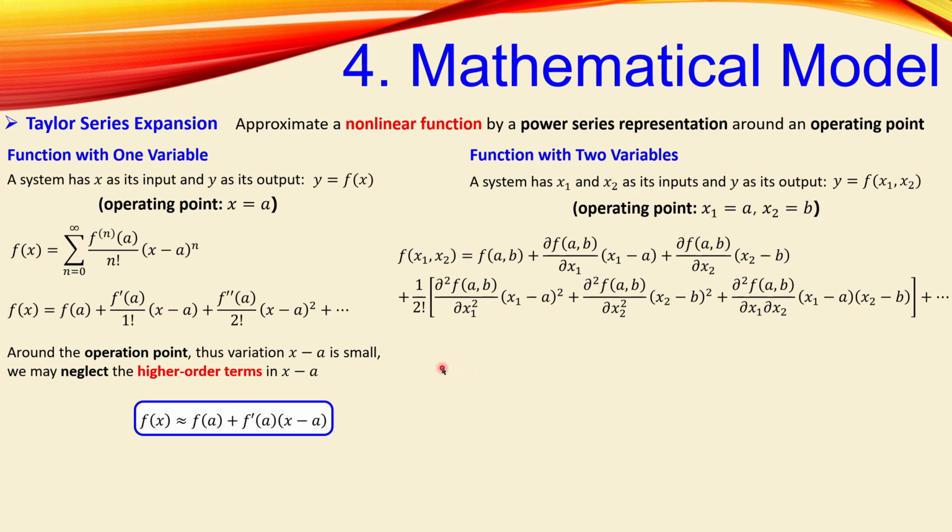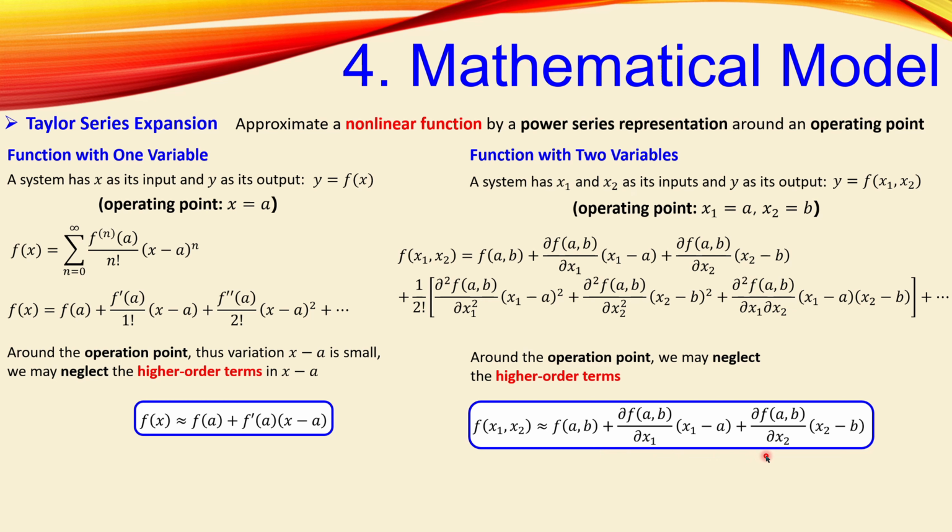And again the same conclusion: if the deviation from that operating point is small, we can neglect all the higher terms. So right at the operating point we may neglect higher terms and then we get the first order approximation as this. So again, this is the non-differentiated part plus only the first order differentiated parts. And this is again the first order Taylor series approximation for a function with two variables. Now we can extend this to three or four variables in a similar format.